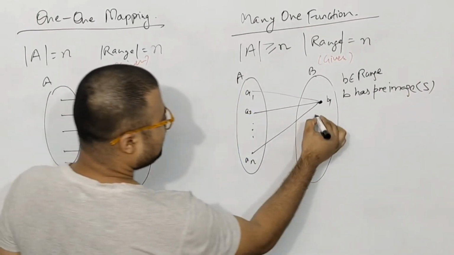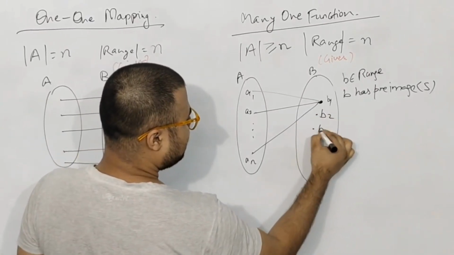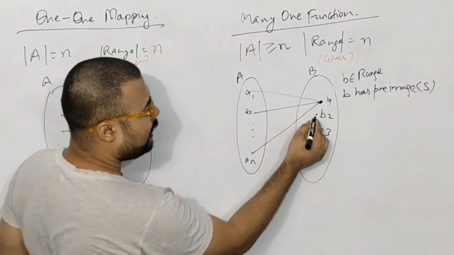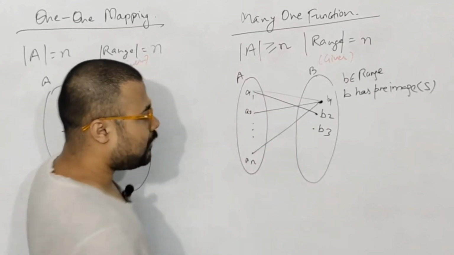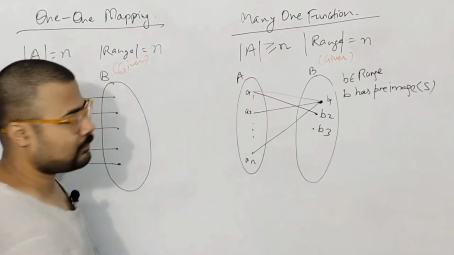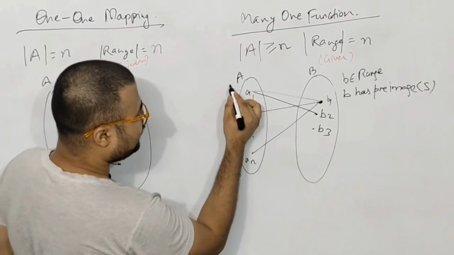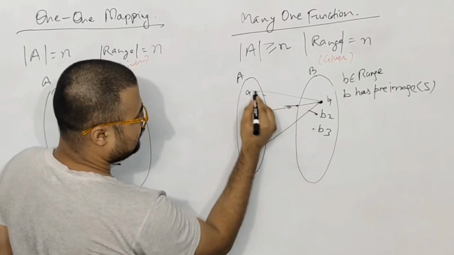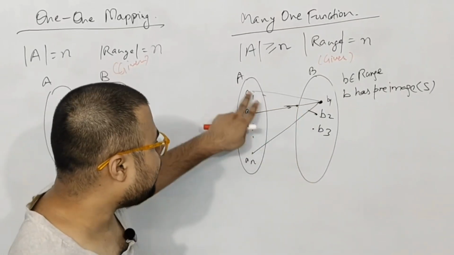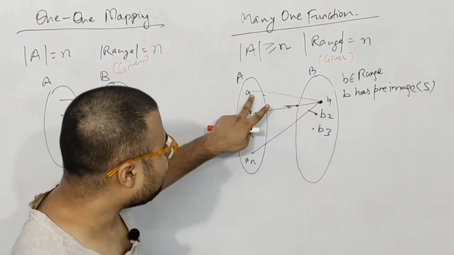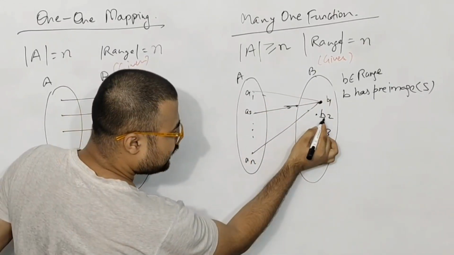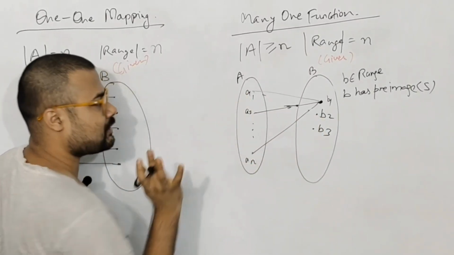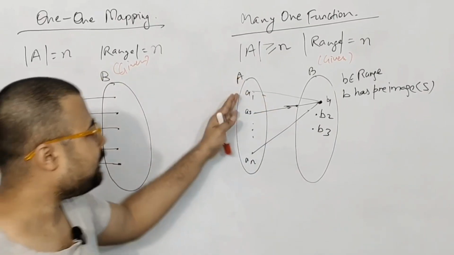Now it means that if you have any other element B2, let's say any other element B3, and these are your range, all of them are mapped from some element. Now is it possible that B2 will be matched to A1? No, it will not be a function anymore, because if A1 is mapped to B1, then A1 will not be mapped to any other element. So B2 will not be mapped to A1 or A2 or An. If B2 has a pre-image A1, it means that A1 has two images.